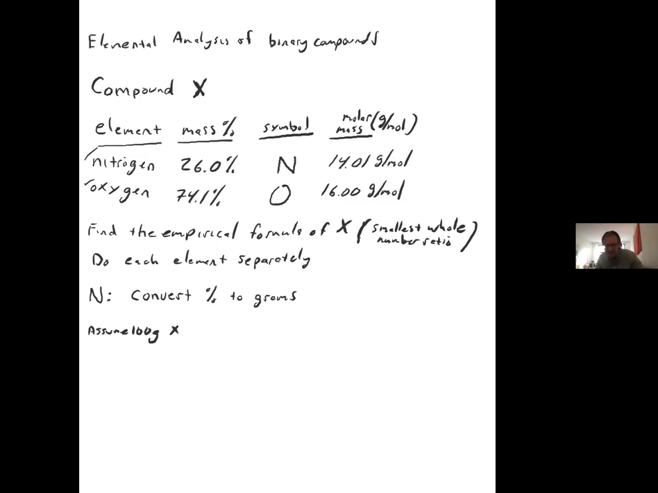Compound X, right? If there is 100 grams of the compound, 26% of it would be nitrogen. That's what the mass percentages are telling us: what amount of each element out of the whole, 100%, is due to each element. So if you have 100 grams of the compound, 26.0% of that 100 grams has to be the nitrogen. Well, 26.0% of 100 is 26.0.